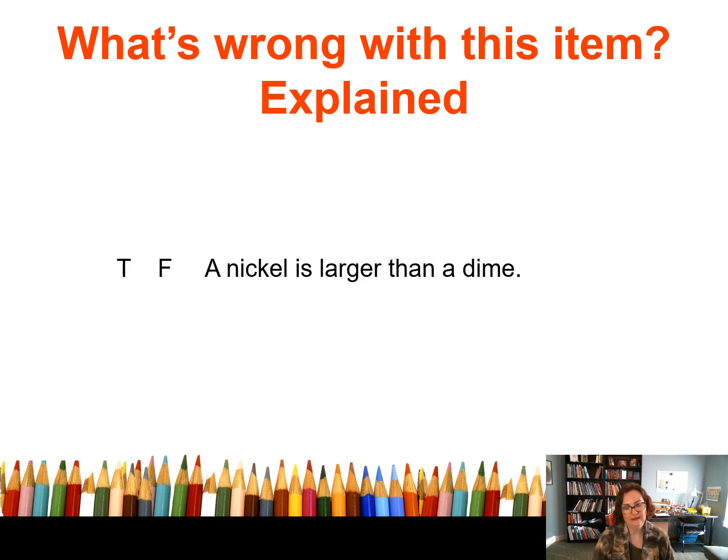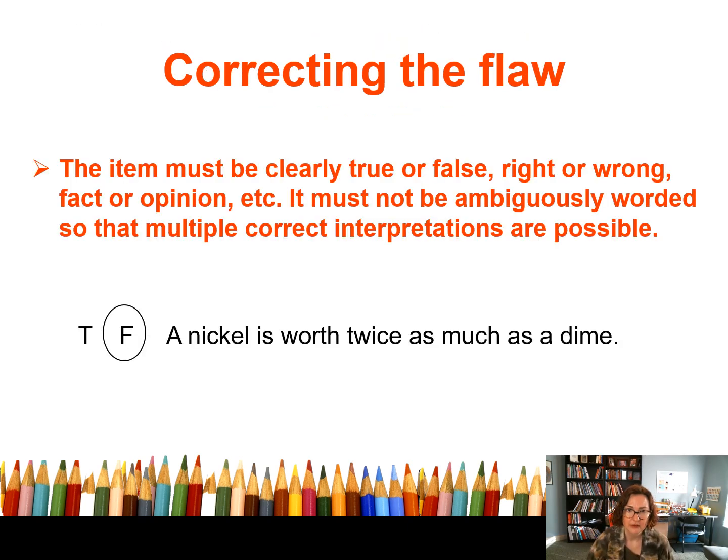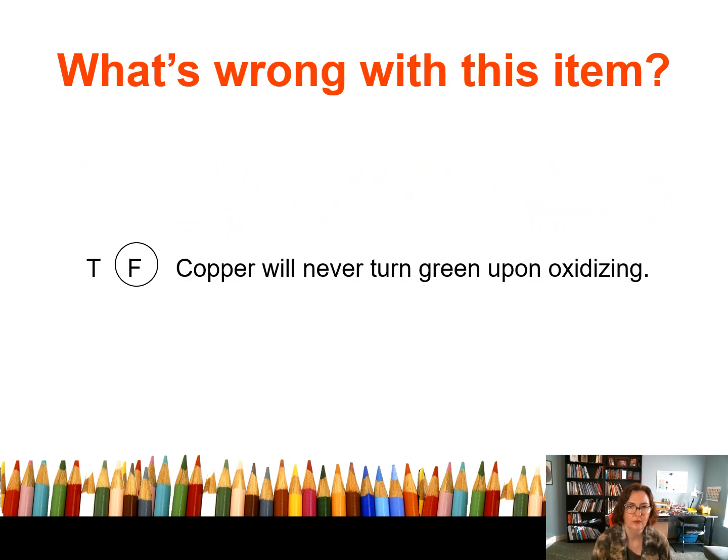This is unclear. A nickel is larger than a dime. Larger in size, larger in value. There's two correct answers here. The item has to be clearly true or false, right or wrong, fact or opinion. It can't be ambiguously worded so that multiple correct interpretations are possible. So you've got to change it up. A nickel is worth twice as much as a dime. What's wrong with this item?